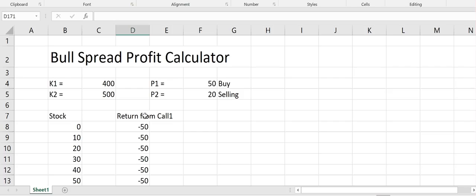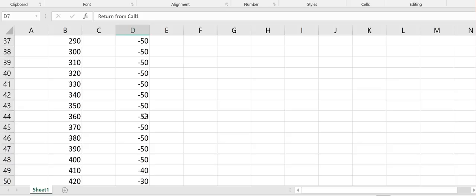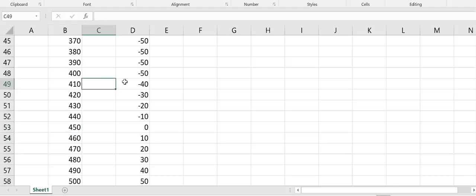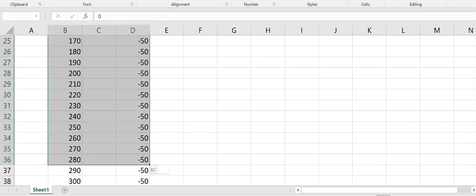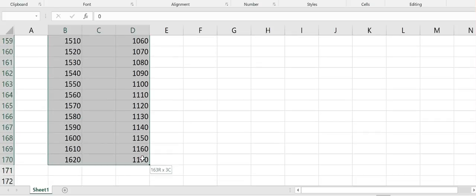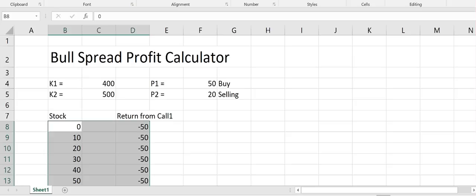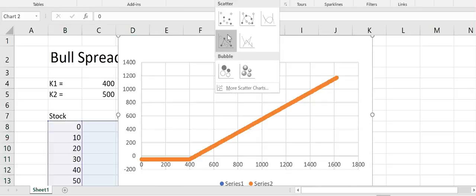If we go here, you can see it remains minus 50, but when it reaches the strike price of 400, the loss starts to decrease, and eventually we have a break-even point at 450, and then we start to have a profit. So this is how the return from call 1 will look. And we can even have a chart for this, and the chart will look like so, because this is just a call option.